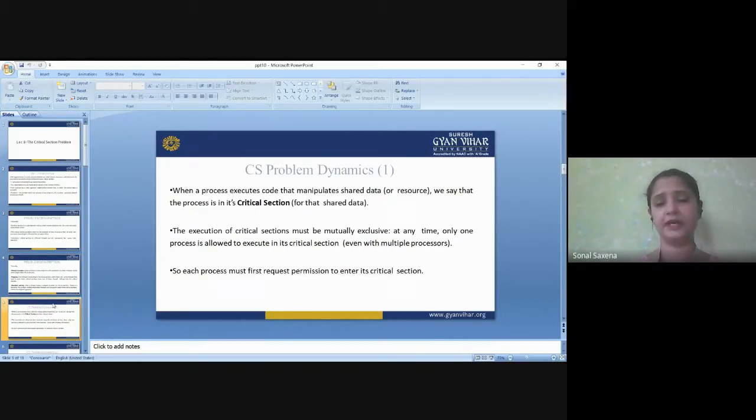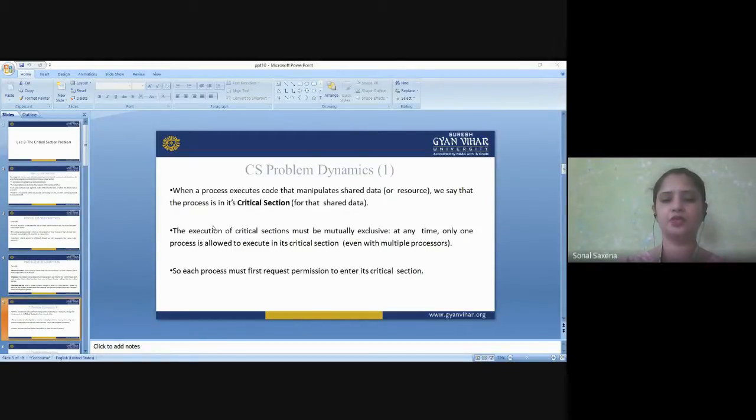Now we'll see the dynamics of the critical section problem here. When a process executes code that manipulates shared data, we say that the process is in its critical section. We have seen these dynamics already, right? The execution of critical sections must be mutually exclusive. As I told you, whenever you are executing your processes inside the critical sections, they should be mutually exclusive. And I told you what mutually exclusive exactly means.